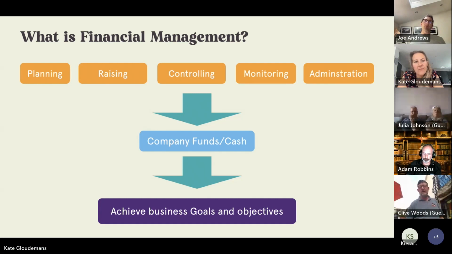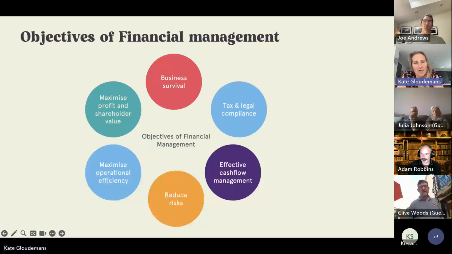A nice diagram there. So the main objective is to maximise profit and shareholder value, ensure your business survives, reduce any risks, and at the same time take advantage of relevant opportunities when you can. Ensure you're compliant with any tax and legal obligations, ensure you manage your cash flow effectively, and maximise operational efficiency.